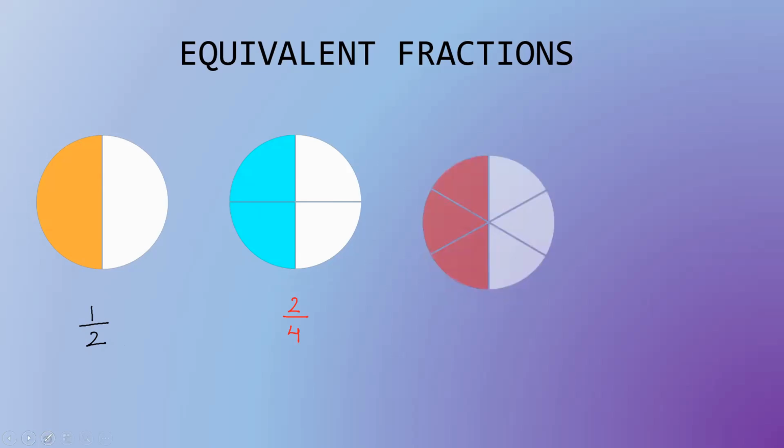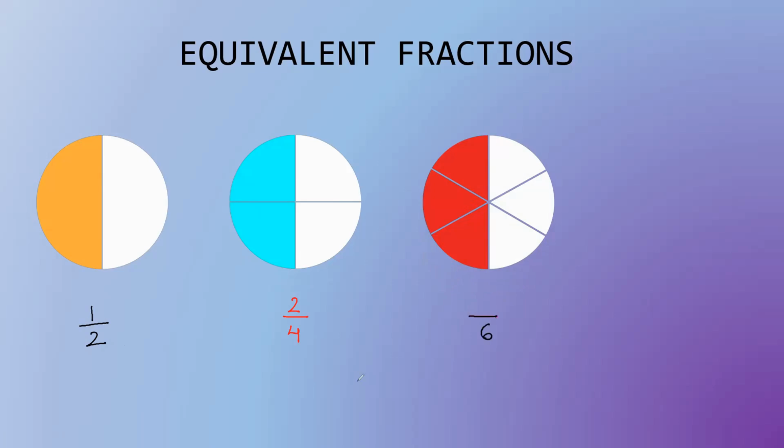Suppose we cut the circle into 6 parts now. What does the fraction become? In the fraction, the denominator is 6 as it has been divided into 6 equal parts. And the number of shaded parts is 3. So the fraction becomes 3 by 6. Again, in this particular circle, the shaded portion is the same as that of the first two figures.